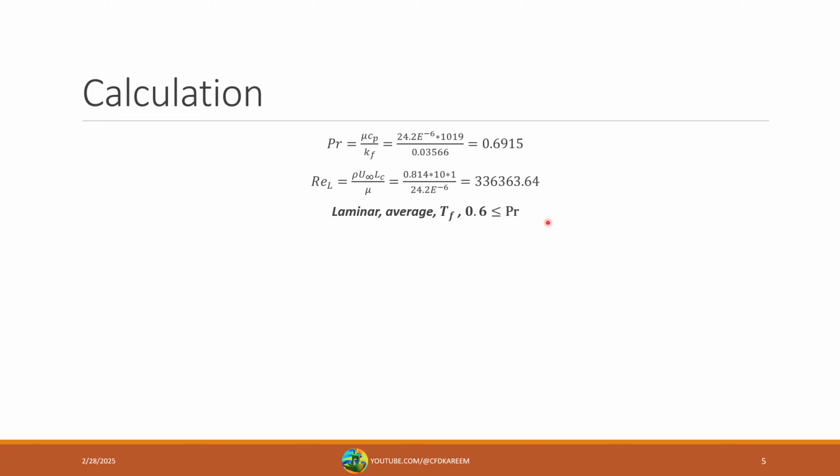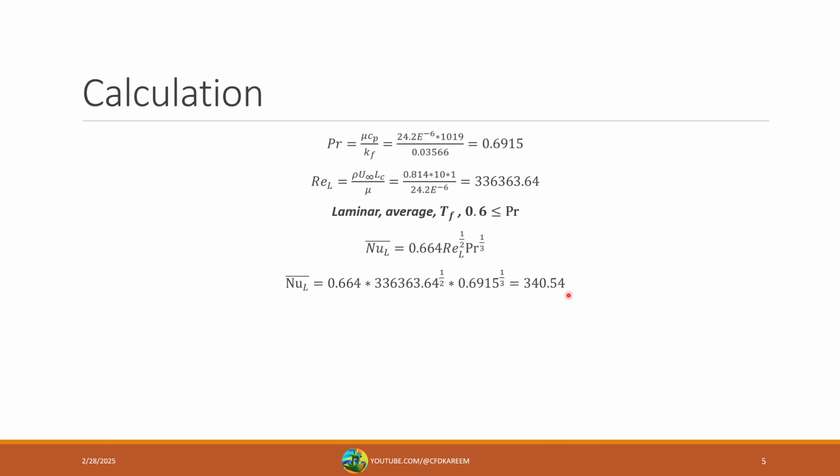What we know is that for external flow over a flat plate, the critical Reynolds number is about 500,000. So we're going to assume that our boundary layer is laminar across the entire plate. Since we know it's laminar and we want to take an average heat transfer across the entire plate, with a film temperature and a Prandtl number greater than 0.6, the equation we're going to use is this empirical correlation: the average Nusselt number over the length is equal to 0.664 times the Reynolds number to the 1/2 times the Prandtl number to the 1/3. We can plug in our Reynolds number and our Prandtl number as we calculated.